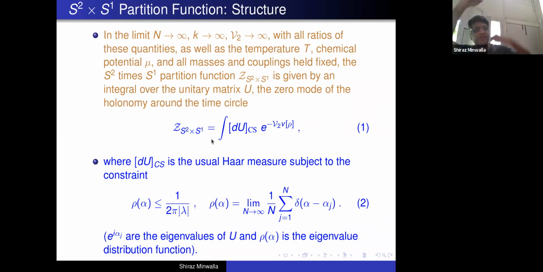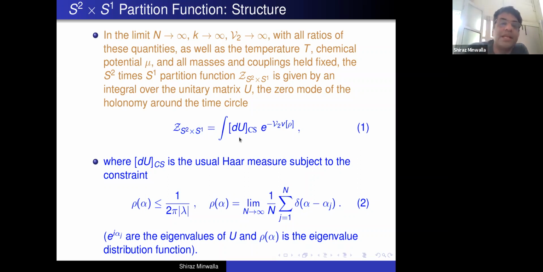matrix. This unitary matrix has an interpretation. It's the holonomy, more precisely, the zero mode of the holonomy on the sphere of this S2 times S1 path integral. And this integral over the unitary matrix comes with a certain action. I'll tell you more about the action in a moment. But on this slide, the thing I want you to focus on is that the measure for integration is slightly unusual. The measure for integration for this integral over the unitary matrix is the Haar measure, but with a constraint.